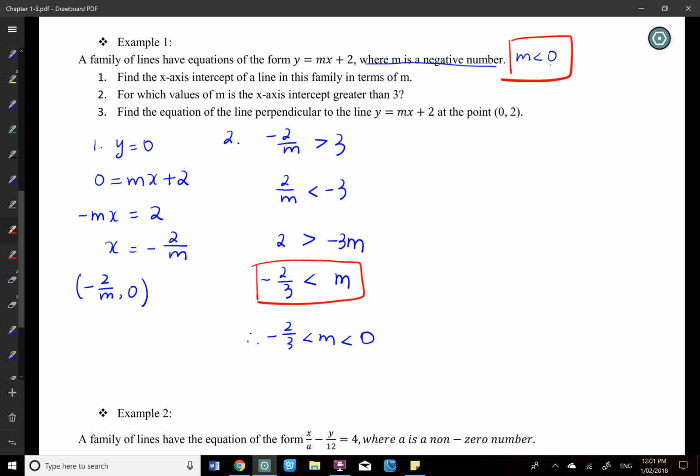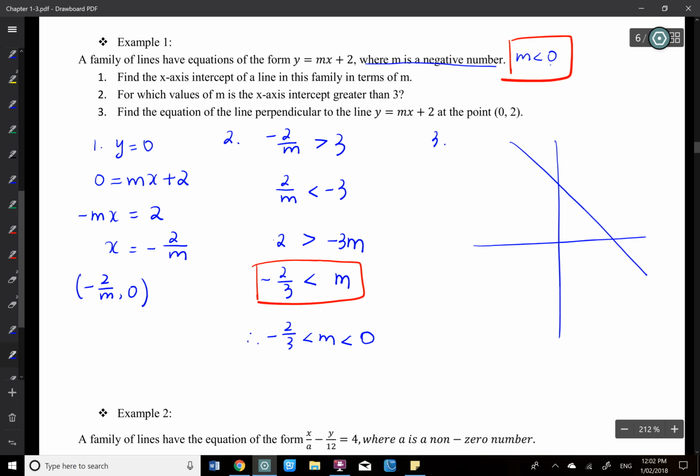So number 3 will be, alright, only 2 is harder. Find the equation of the line perpendicular to this line at the point 0,2. So this is a family of graphs. Whatever, it will pass through the point 0,2. So I will draw another one, which is like this. I want to find a perpendicular graph. It will still pass through the same point, but they are perpendicular to each other.